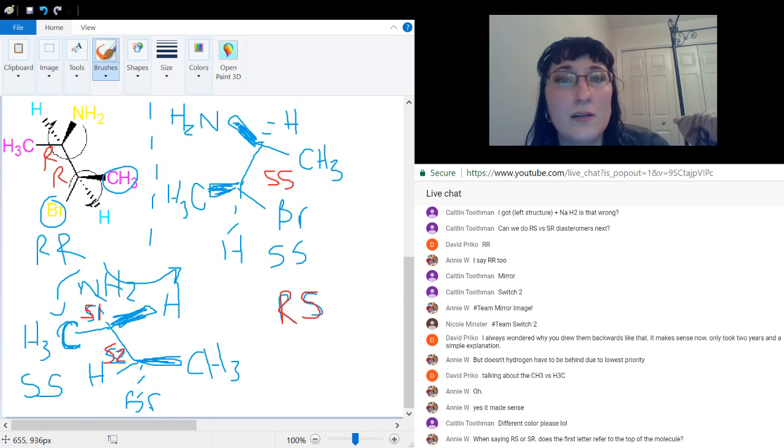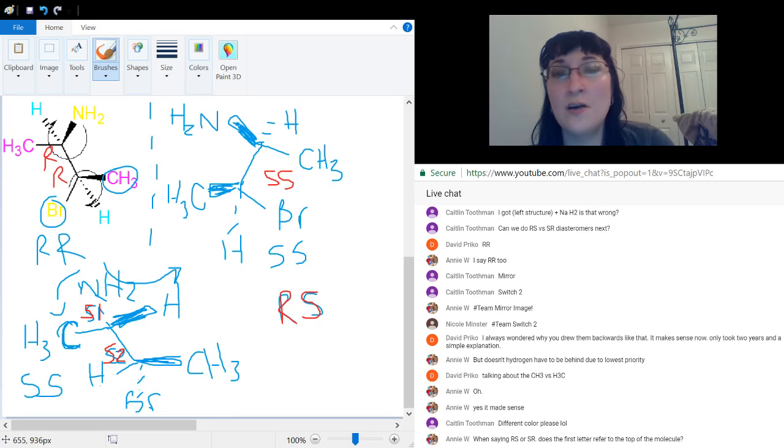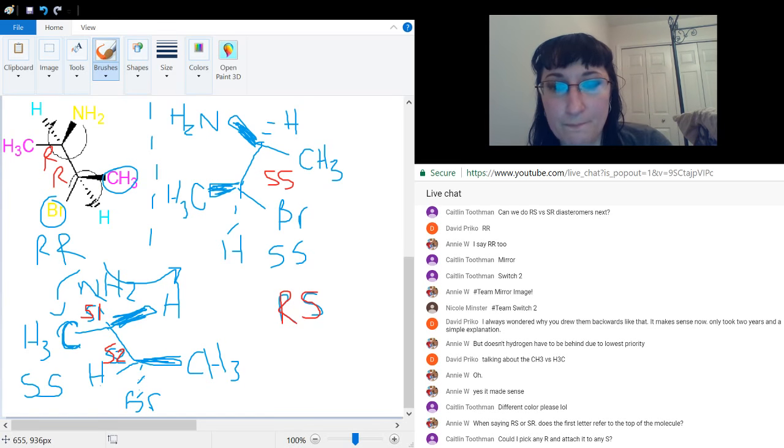Annie, it depends on actually how the molecule is named and numbered when you name it, like the way that we do for naming, where we find the lowest possible numbers and things, but we haven't really been working on that. So could I pick any R and attach it to any S?